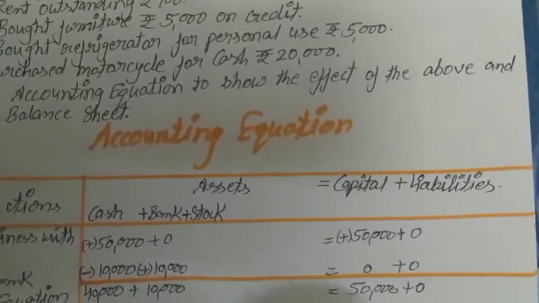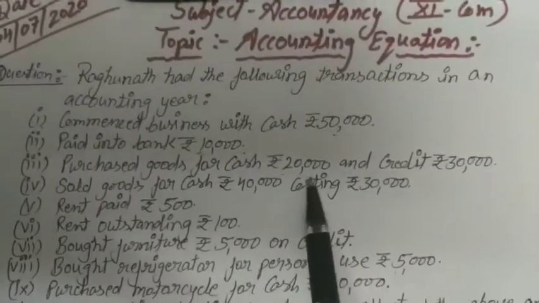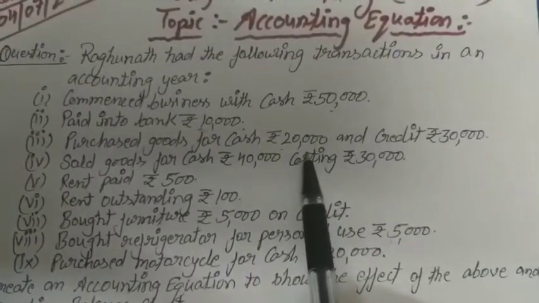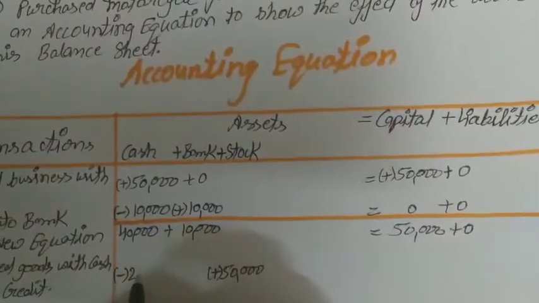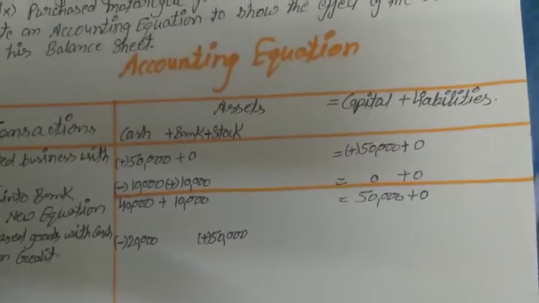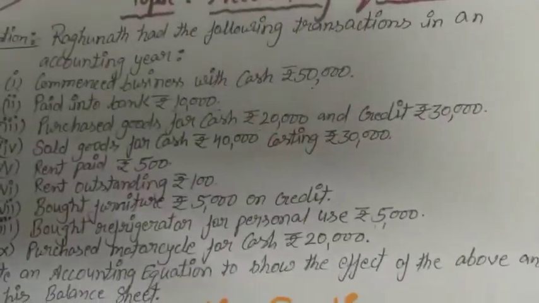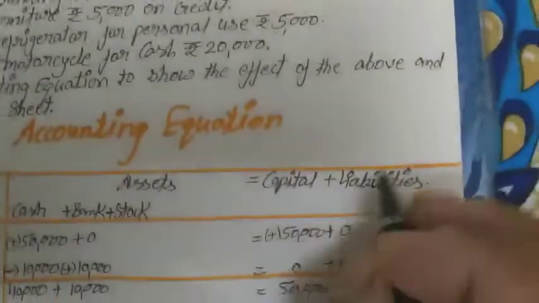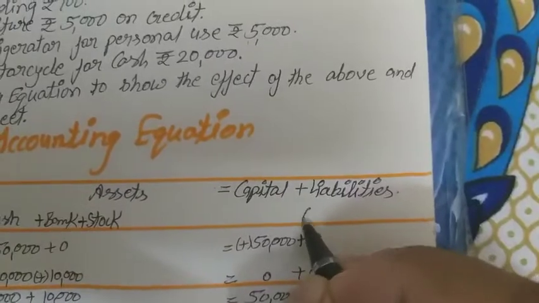Total 50,000 rupees of stock will be there. If we are purchasing goods with cash of rupees 20,000, then cash will be subtracted, or will be minus. So we will minus rupees 20,000 from cash. Okay, 30,000 we have to pay in future, so that means it will generate a creditor. Under the liability we will generate a creditor.